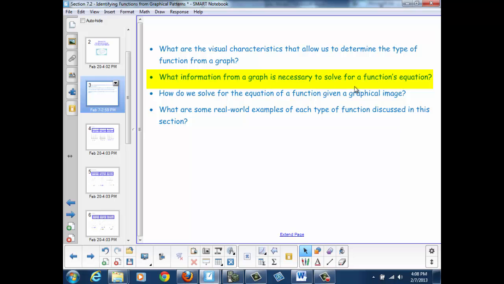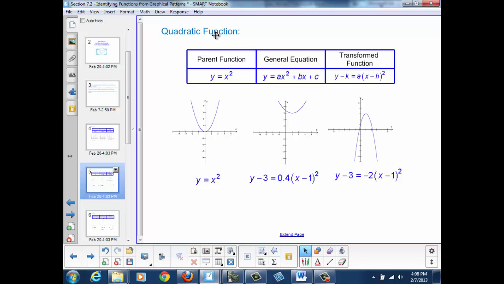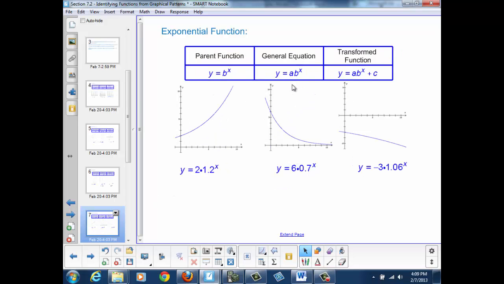What information from a graph is necessary to solve for a function's equation? Well, we need points on the graph. For a linear graph, since the general equation has two unknowns, a and b, we need at least 2 points. For a quadratic function, we have 3 unknowns in our general equation, so we need at least 3 points to set up a system of equations. For the power function, our general equation has 2 unknowns, so we should be able to solve with just 2 points. The exponential function also has 2 unknowns, so we should be able to solve with 2 points.